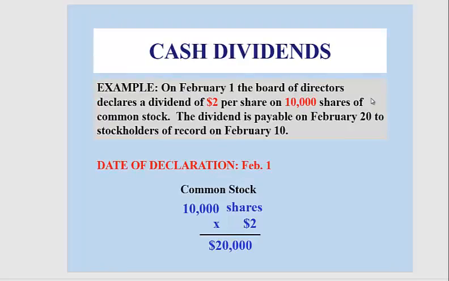Here's how dividends work. Here's an example. On February 1st, the Board of Directors declares a dividend of $2 per share on 10,000 shares of common stock. The dividend is payable on February 20th to stockholders of record on February 10th. The first thing we need to do is figure out the total dividend that's going to be paid out to shareholders on February 20th. We have 10,000 shares, and each share is to receive $2 per share. So 10,000 shares at $2 will give us a total dividend of $20,000.